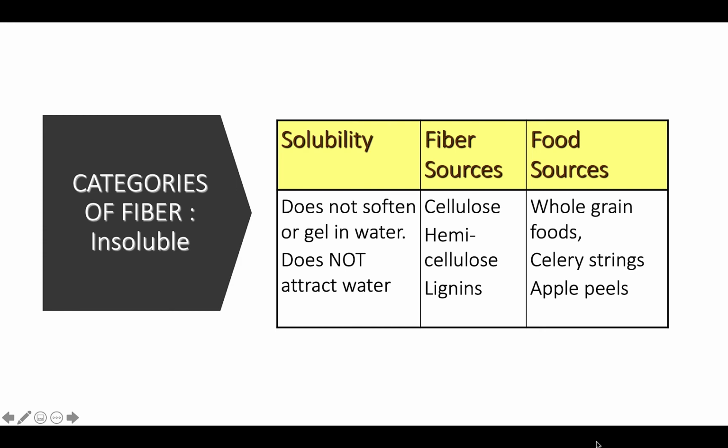Insoluble fiber: if I put wheat bran into the palm of my hand and pour water on it, it would go right through and, well, soak my hand. Insoluble fiber is hydrophobic. It does not soften or form a gel in water. It does not attract water. It's found in the skin of apples, it's the stringy parts of the celery, and it's also found in whole grain breads and cereals.